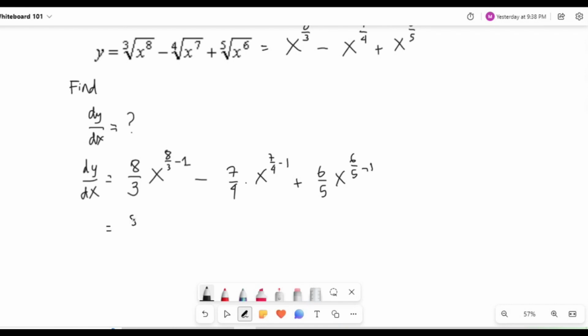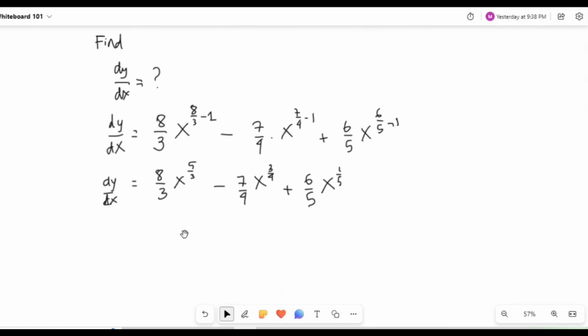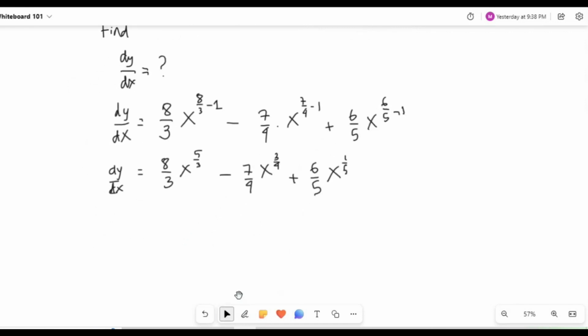So the dy over dx would be 8 over 3 x to the power 8 over 3 minus 1. Remember, 1 is going to be 3 over 3, right? So it's going to be 5 over 3, minus 7 over 4 x to the power of 3 over 4, plus 6 over 5 x to the power of 1 over 5. This is actually done.